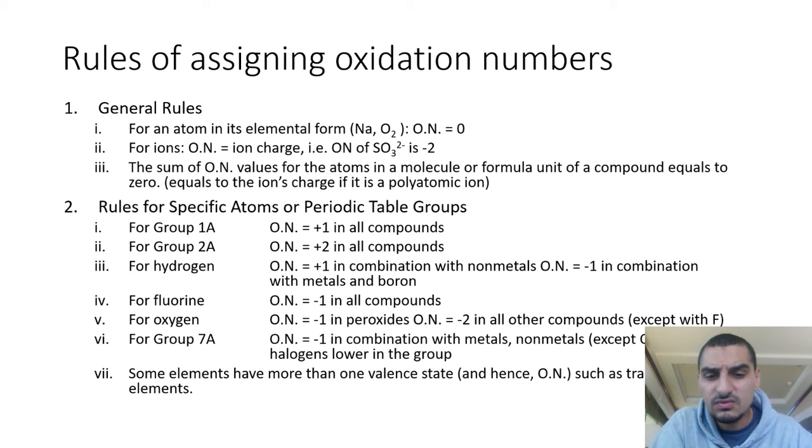Okay, so these are some general rules. I usually don't focus on the exceptions. I like to focus on the general rules that are used in most of the compounds. And some elements have more than one valence state, and we talked about them before, especially the transition elements, which have more than one oxidation state. And this is very common to use in oxidation reduction reactions.